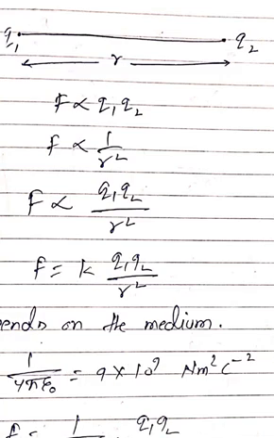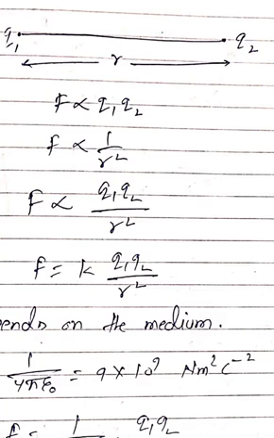The law is stated like that: if there are two charges, the force between them must be directly proportional to the product of charges and inversely proportional to the square of distance between them. Suppose there are two charges, as you can see in the diagram, q1 and q2, and the distance between them is small r. Then F must be proportional to q1 q2 and F must be proportional to 1 by r square.